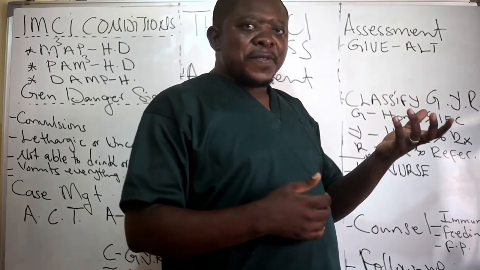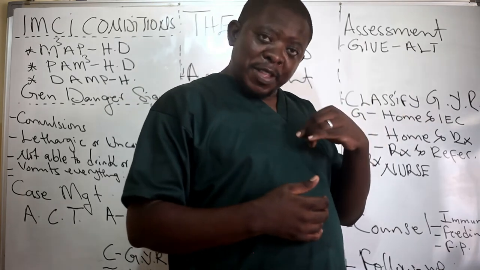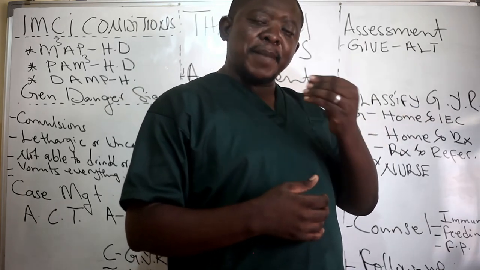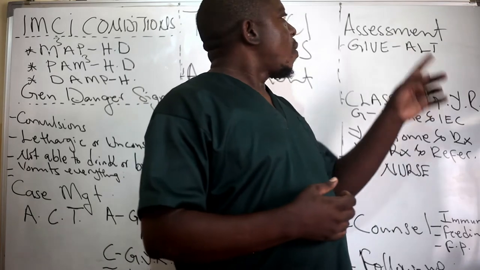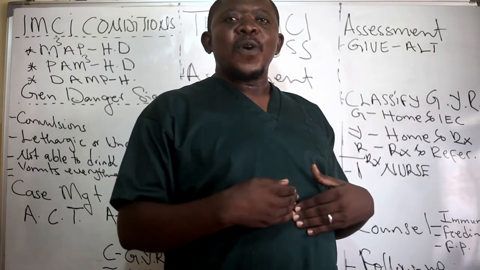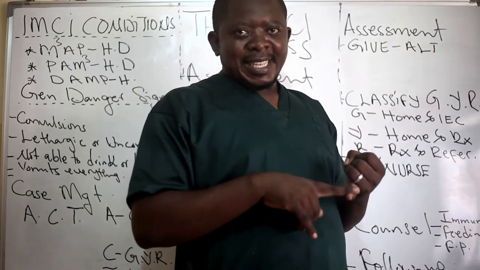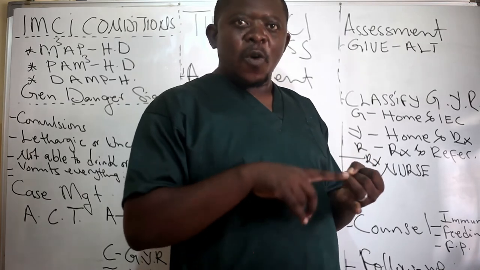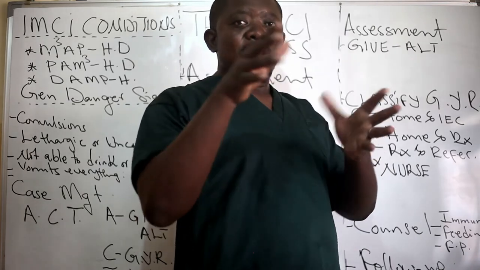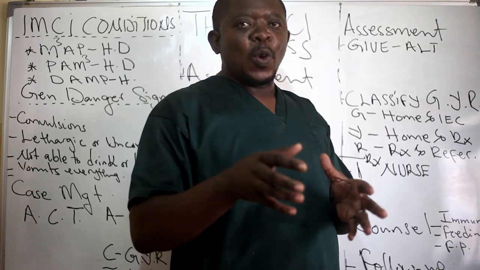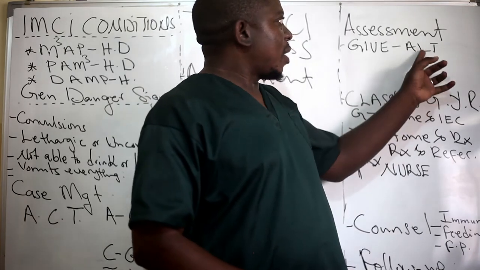What do you ask for? You ask the patient for feeding pattern and if the patient is vomiting, everything. What do you look for? You look for if the patient is lethargic or unconscious or if the patient is convulsing right at the point when you are examining the patient. So that's what you look for.